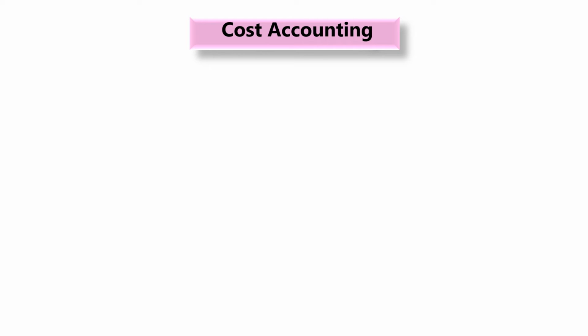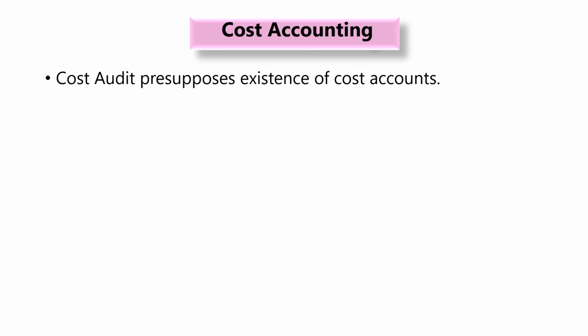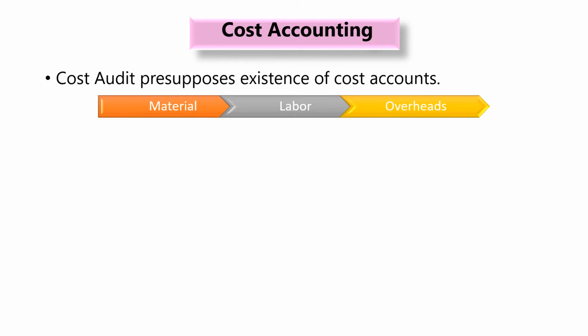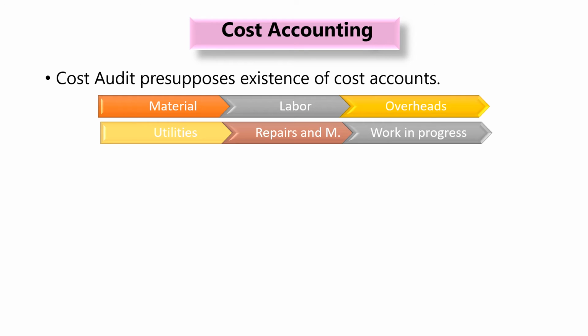Now let us look at costing. For conducting the cost audit, we should know about cost accounting. For conducting the cost audit, there is a need for the existence of cost accounts, and with the help of those cost accounts, the cost audit can be conducted. So cost audit presupposes the existence of cost accounts. Which types of cost accounts are there? There can be material, labor, overheads, utilities accounts, repairs and maintenance accounts, work in progress accounts, etc. And there are many more accounts. All these types of accounts are called cost accounts, which can be audited by the cost auditor.